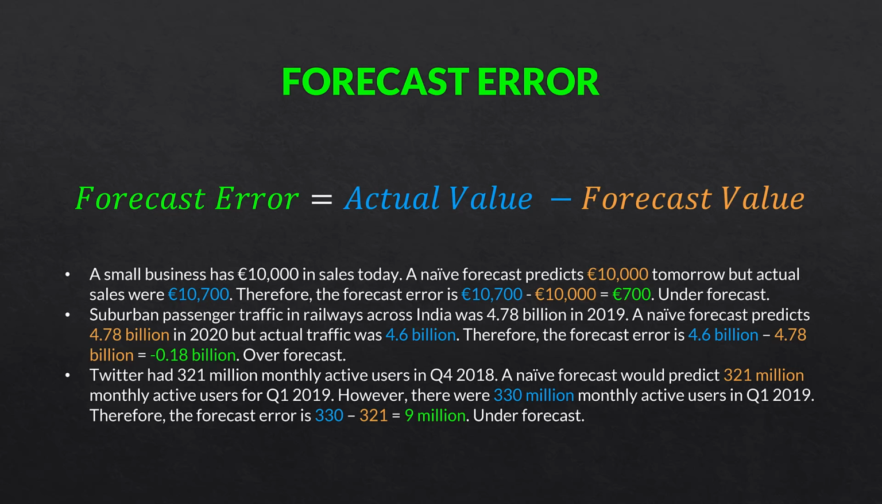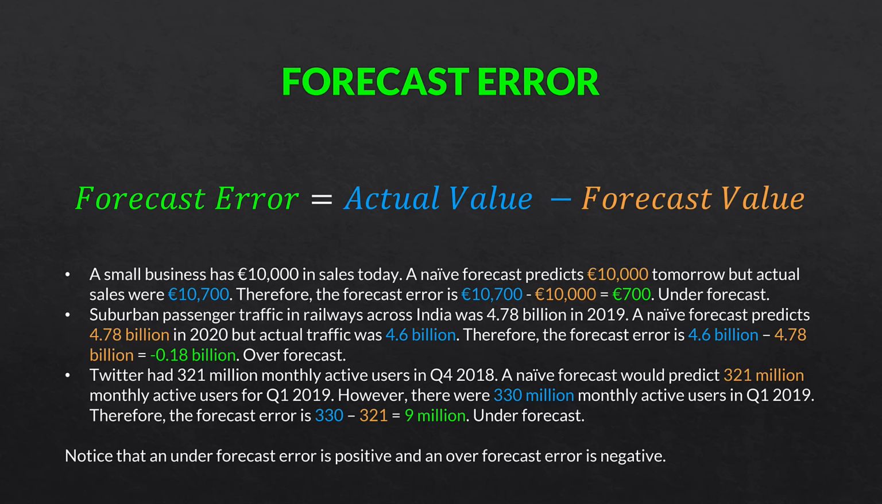Twitter had 321 million monthly active users in Q4 2018. Naive forecasts would predict 321 million monthly active users for Q1 2019. However, there were 330 million monthly active users in Q1 2019. Therefore, the forecast error is 330 million minus 321 million, which is a difference of 9 million. Again, an under forecast because 321 million, the forecast value, is less than 330 million, the actual value.